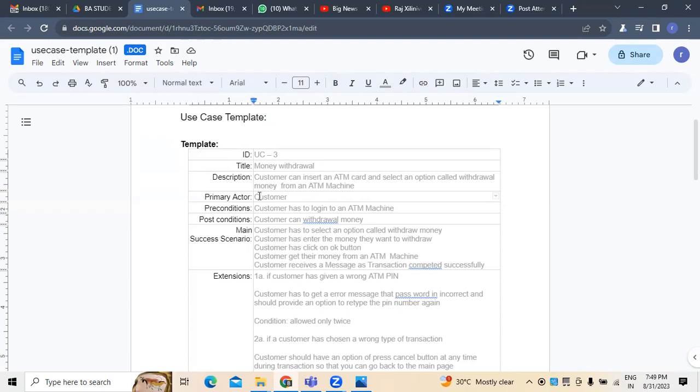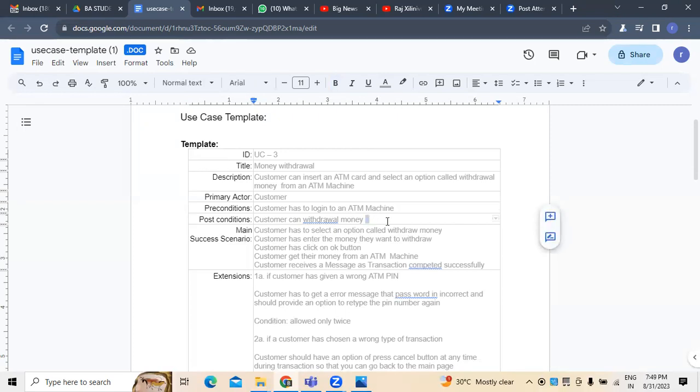Now, if a primary actor wants to withdraw money, what must be the precondition? Precondition is to insert the ATM card and they have to give the PIN number. Am I right or not? This is the precondition. Precondition means if you perform this functionality, what must be the precondition? What is the post condition? Post condition is withdrawal of money.